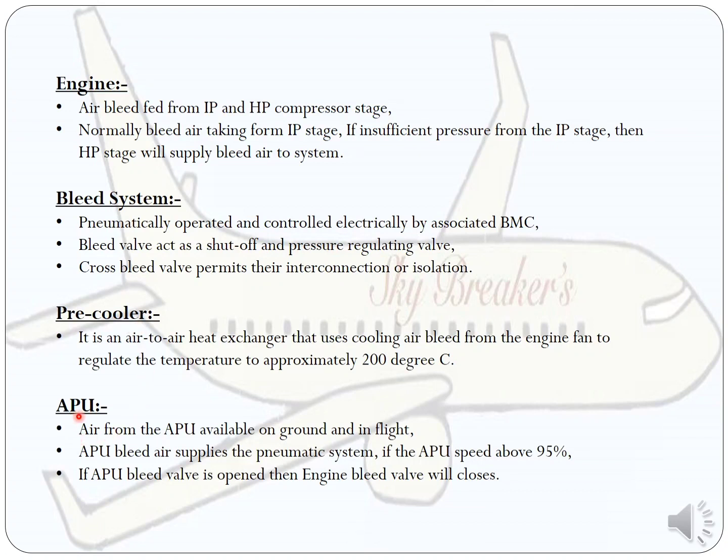Next one is the APU. Air from the APU is available on ground and in flight. Normally in flight, up to approximately 23,000 feet, the APU will supply bleed air. APU bleed air supplies the pneumatic system if APU speed is above 95%, that is, they are talking about the compressor speed. Next, if APU bleed is open, then the engine bleed valve will close; that is the priority basis.